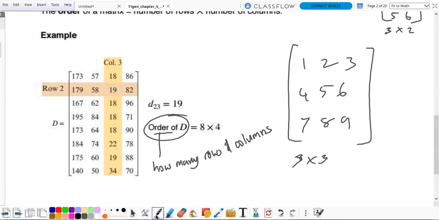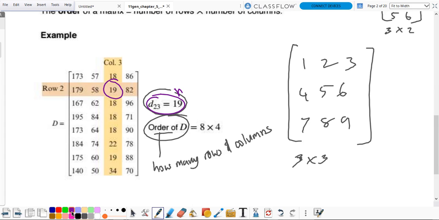Now in terms of elements, you'll see this D23. What does that mean? Well, this matrix is called D. According to this, element D23 is 19. Can anybody see the number 19 there on the matrix? Right here. What do you think element D23 means?